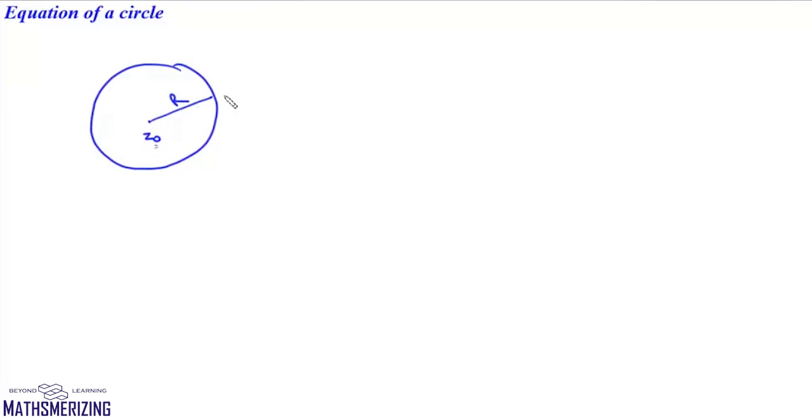So we have to write equation of a circle whose center is z0 and whose radius is r. Then we know that any point on this circle which is z will be at a distance r from z0. Now distance is given by mod, so it will be mod of z minus z0 and it must be equal to r. And this is your equation of circle. So equation of any circle whose center is z0 and whose radius is r will be given by mod of z minus z0 equals r.